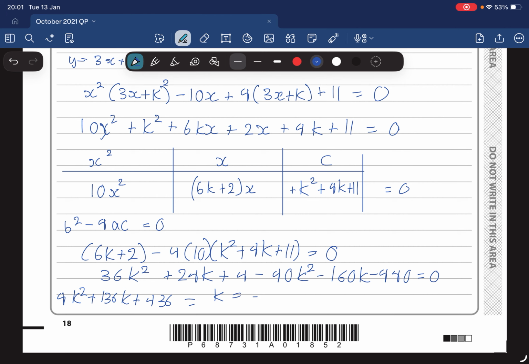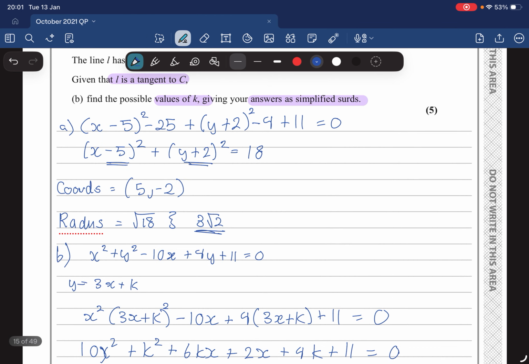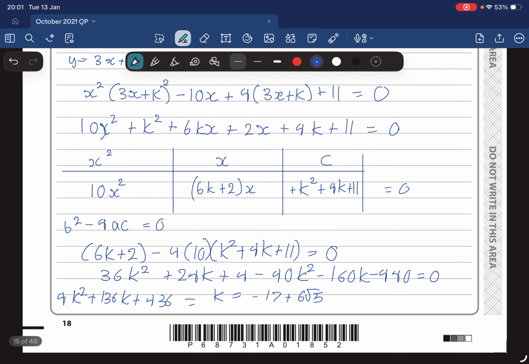k is equal to minus 17 plus 6 root 5, and it's asking for values, so it's not just one value, and that's minus 17 minus 6 root 5. That is our answer, people. All it took was a lot of simplifying, a lot of identifying, and then boom.